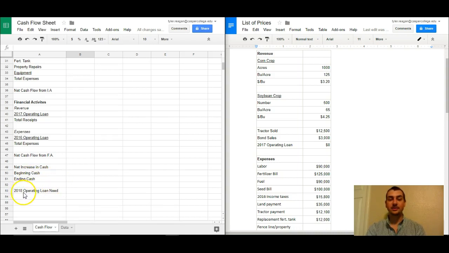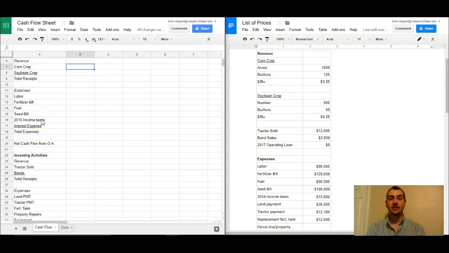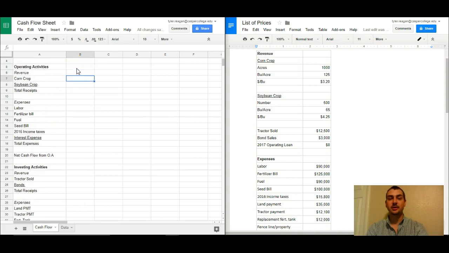Then down here we also have the 2018 operating loan need, which we'll discuss later as we talk about an if-then statement. So now that we have this already set up, I'm just going to go ahead and enter in the numbers. First thing we need to do is enter in the calculation for the corn crop. And now I'm pulling out all these numbers off of this little sheet over here. We're talking about the corn crop being 1,000 acres times 125 bushels per acre times $3.20 per bushel.